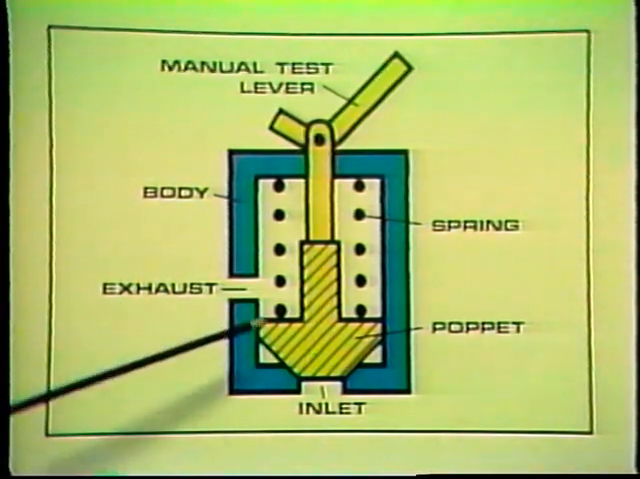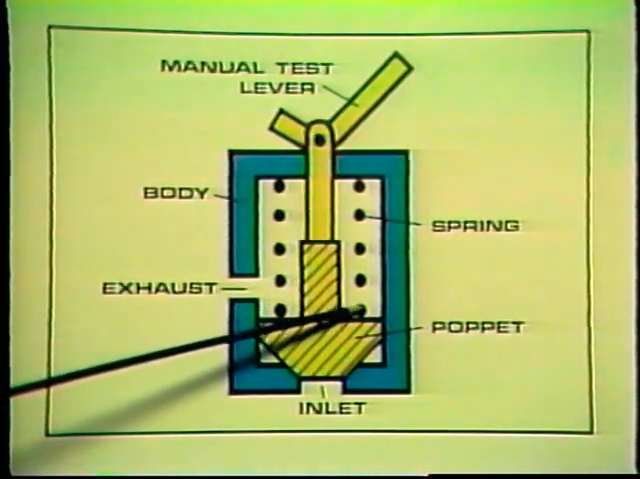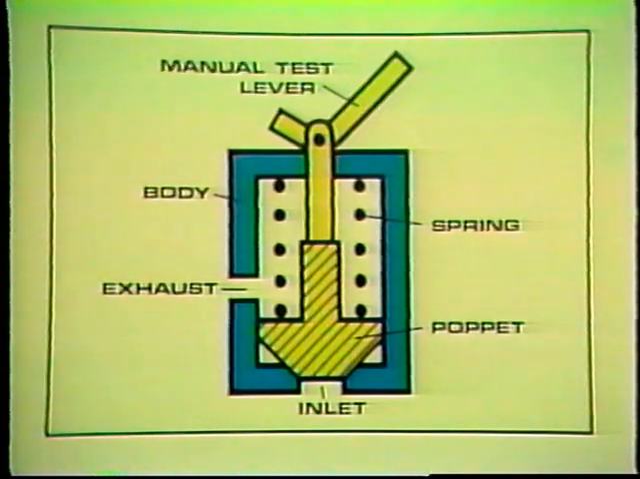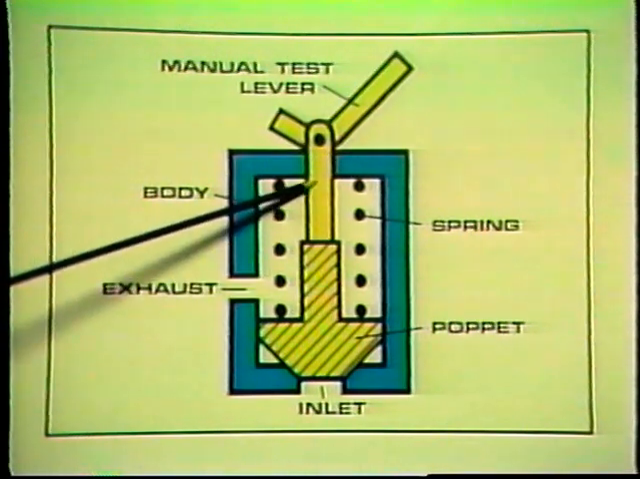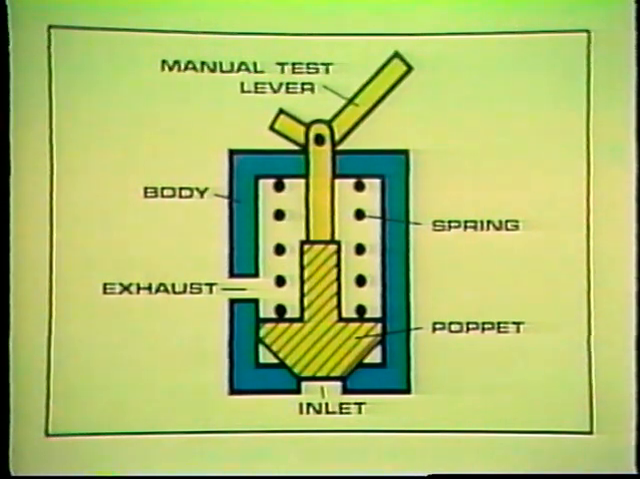Inside, there is a movable part called a poppet. The poppet is held in place against the seat by a spring. Also, you can see that the poppet has a plunger attached that is connected to a manual test lever. The inlet port is connected to the part of the system we want to protect, and under normal or safe operating conditions, the inlet is sealed by the poppet.